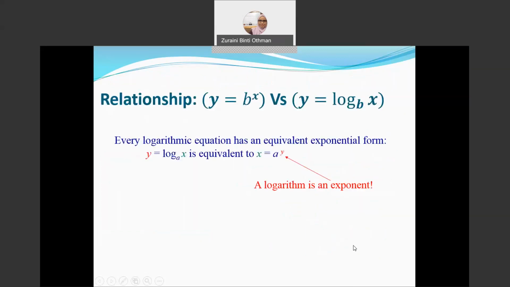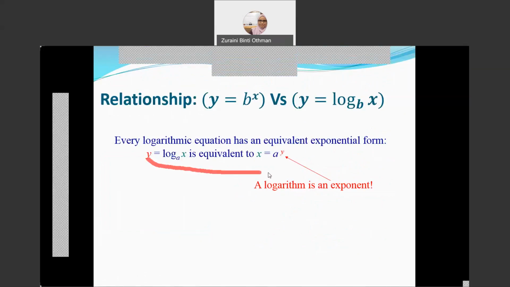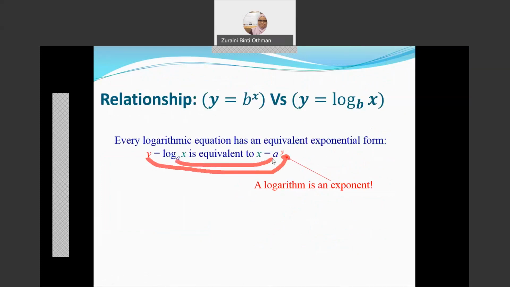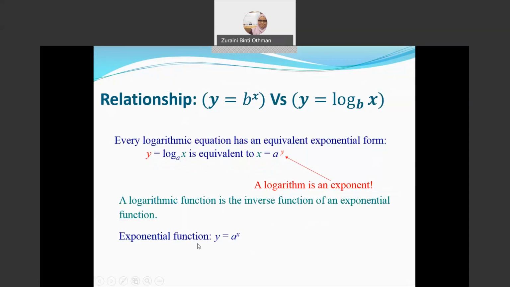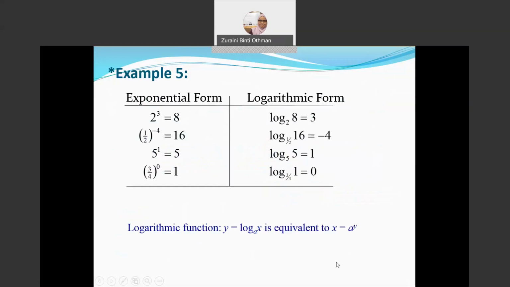And the relationship between these two is, okay, like previously I told you that this particular y will become our power, then our a here base akan jadi base juga, dan yang ni akan jadi satu keputusan x ni. Okay, so that's how we convert from logarithmic to exponential. Logarithmic function is the inverse function of exponential function. Then this is the exponential function. Then this is the logarithmic function that equals x is equal to a power of y. Okay, now this is the exponential form and this is the logarithmic form.